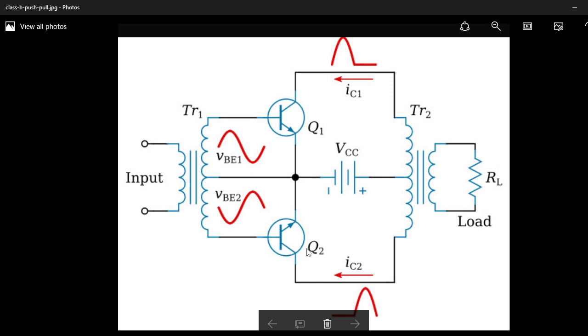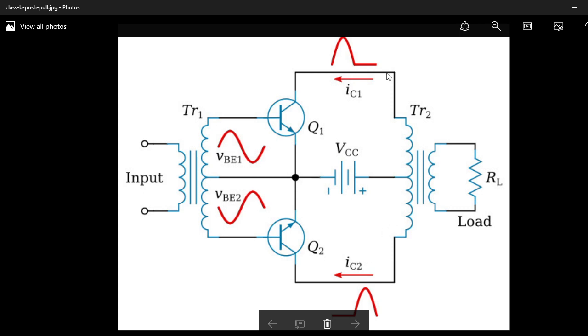So as the collector current of Q1 increases from 0, it produces a half sine wave of voltage across the upper half of the primary of the output transformer. Okay, when the positive half cycle of the input signal to Q1 begins to go negative, the signal at the Q2 base is going to positive. So Q1 becomes off and Q2 becomes on. So a half cycle of the voltage waveform is generated across the lower primary of the output transformer.